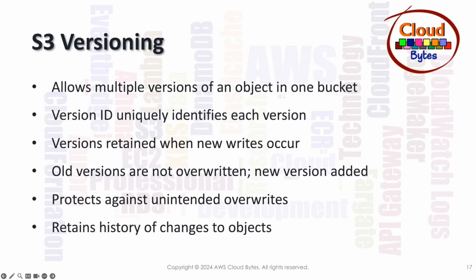Let's look into S3 versioning. Versioning allows you to have multiple versions of an object stored in a single bucket, and versioning can be enabled at the bucket level. A version ID uniquely identifies each version. I will show you a snapshot of versions.